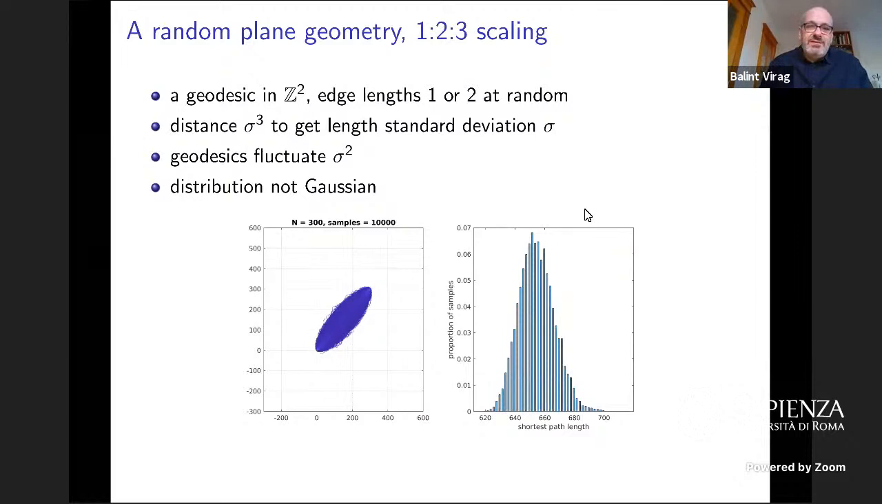If you look at how geodesics look, if you go sigma cubed apart, and how far away geodesics are from Euclidean straight lines, the answer is they're going to be of order sigma squared. So you already see scaling of 1, 2, and 3.